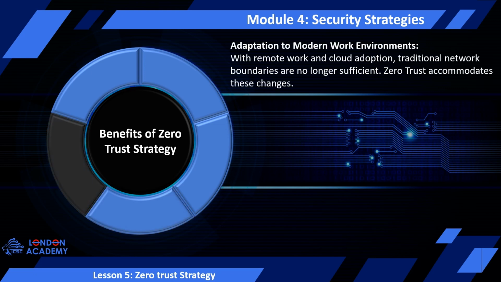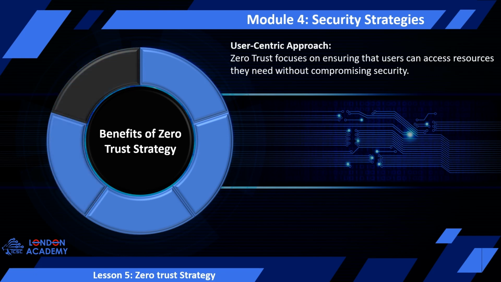Adaptation to modern work environments. With remote work and cloud adoption, traditional network boundaries are no longer sufficient. Zero trust accommodates these changes. User-centric approach. Zero trust focuses on ensuring that users can access resources they need without compromising security.